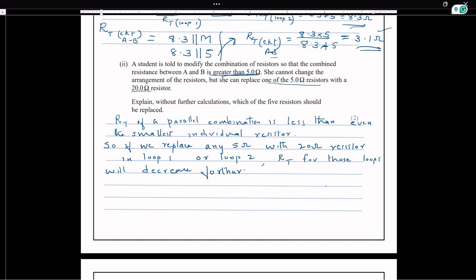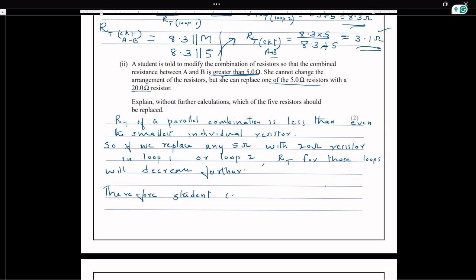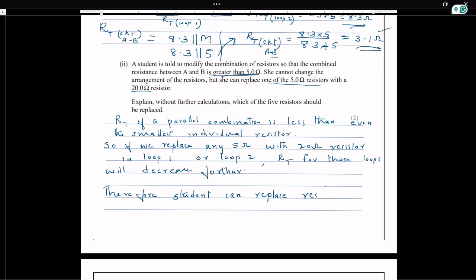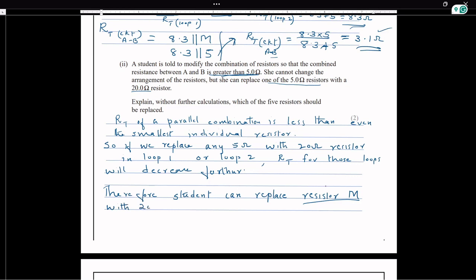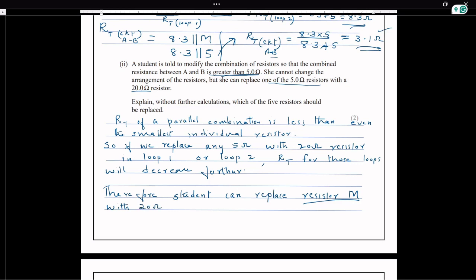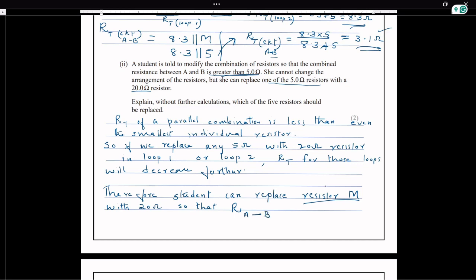So the possibilities, we can replace M. Therefore, the student can replace resistor M, the outermost one, with the 20 ohm, so that the total circuit resistance or resistance between A and B will be more than 5.